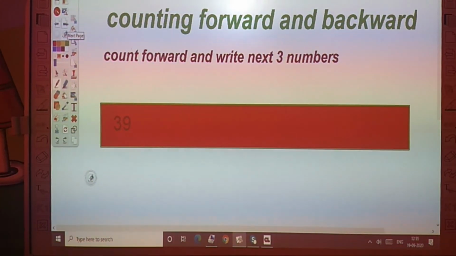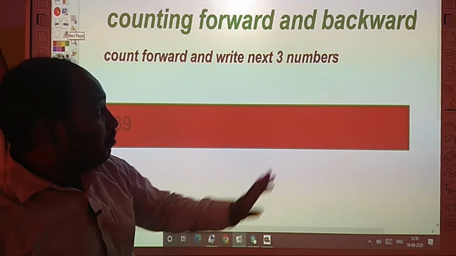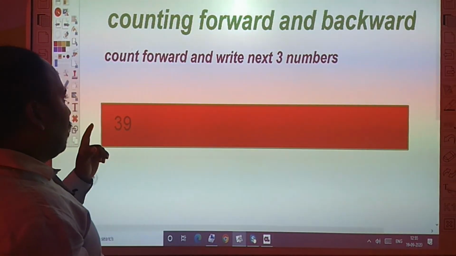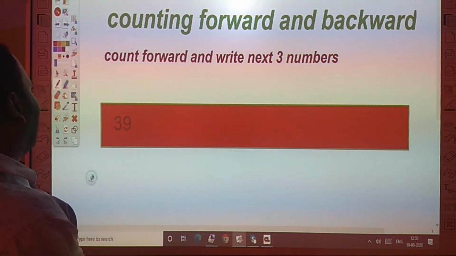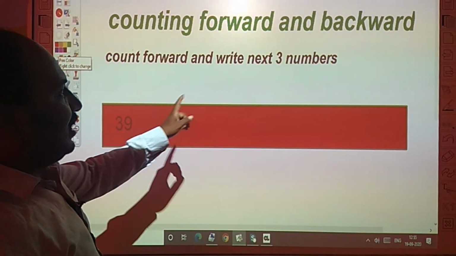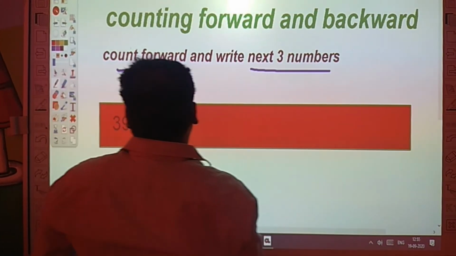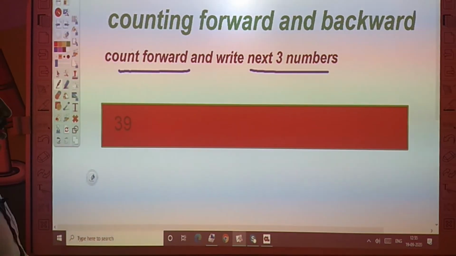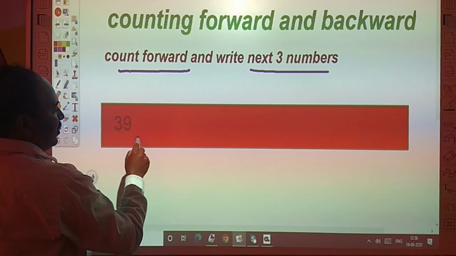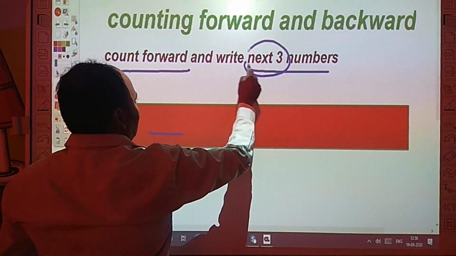Counting forward and backward. Count forward and write next 3 numbers. The given number is 39. Forward means we add.